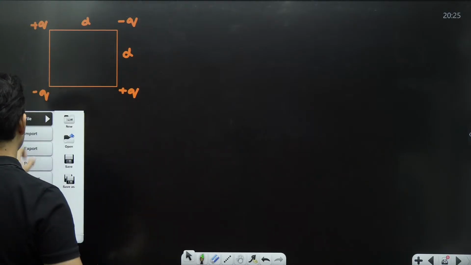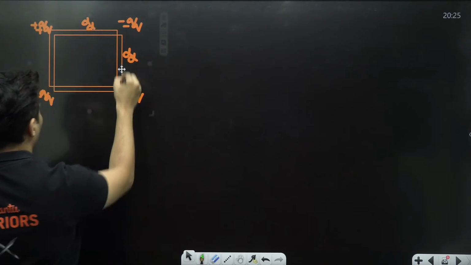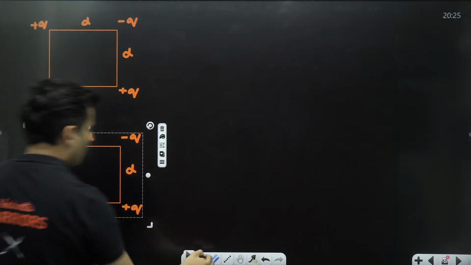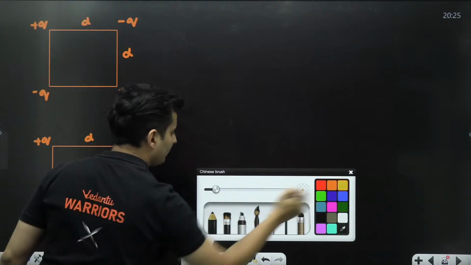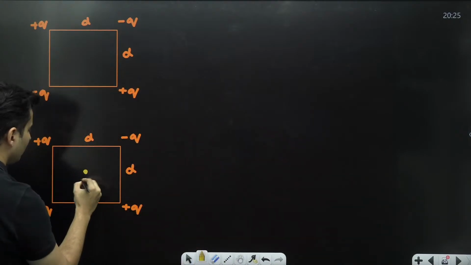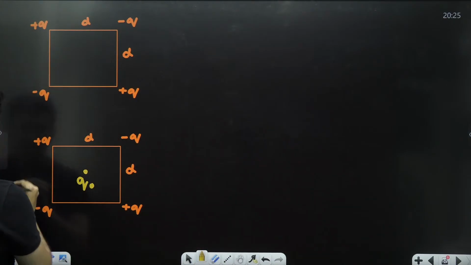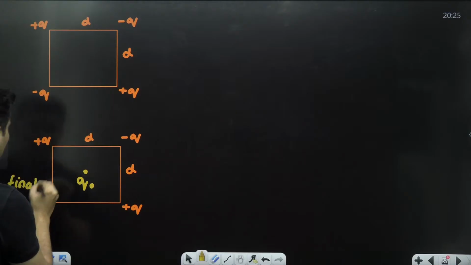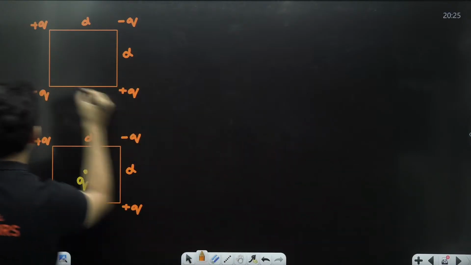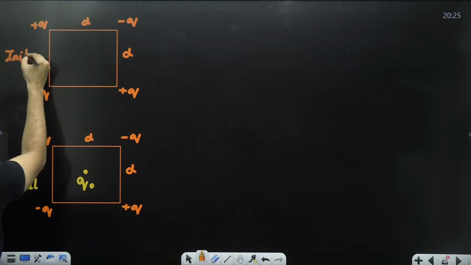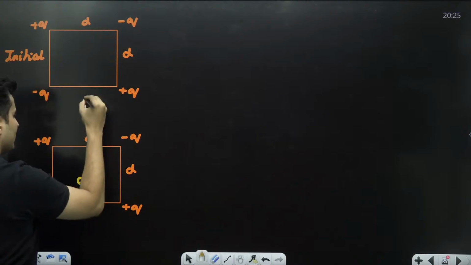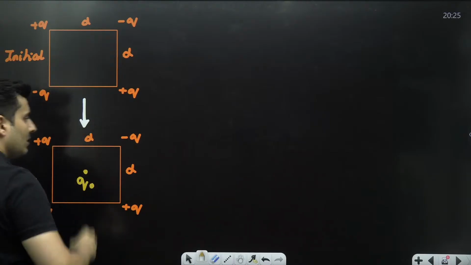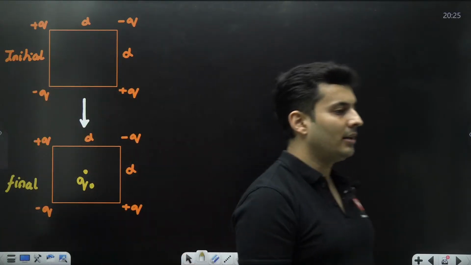Let me write it over here. Compare it with this one. This is your final. This is your initial. You have gone from this to this. In this process, how much extra work needs to be done?